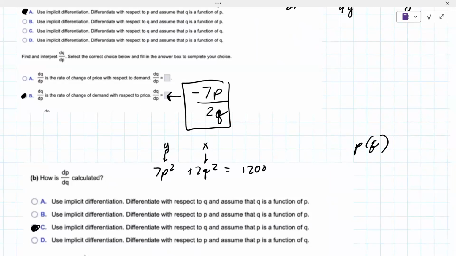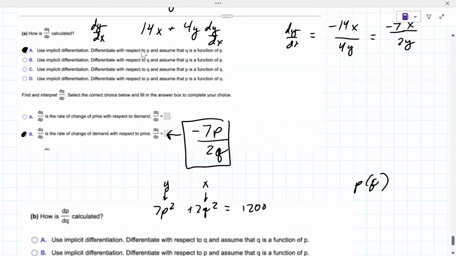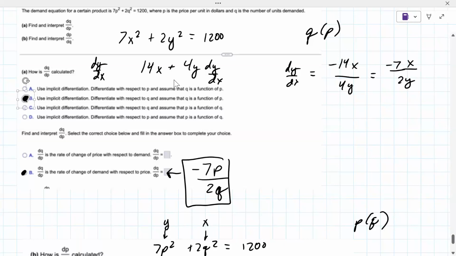Make sure I actually chose the right one. Assume that p. So I gave you the wrong one. A should be the second one. B. No, differentiate with respect to q. No, that was right. I'm sorry, that was right. Okay.